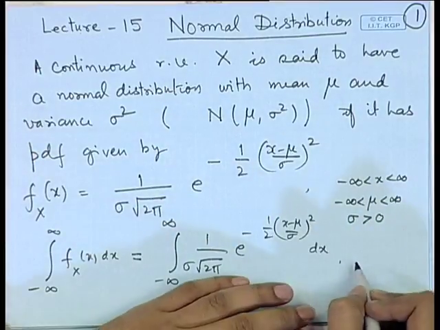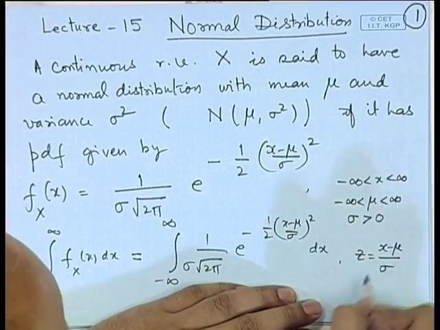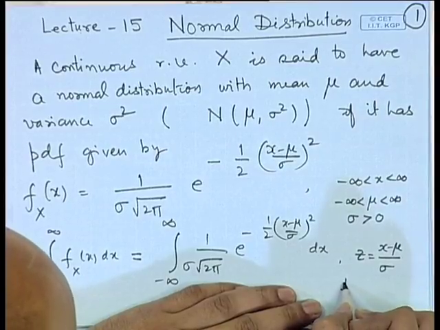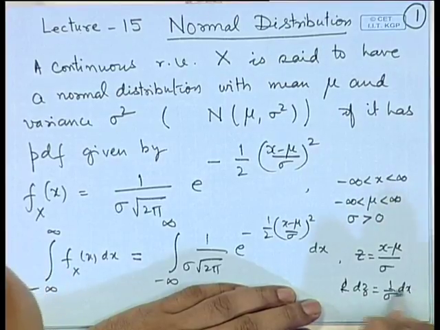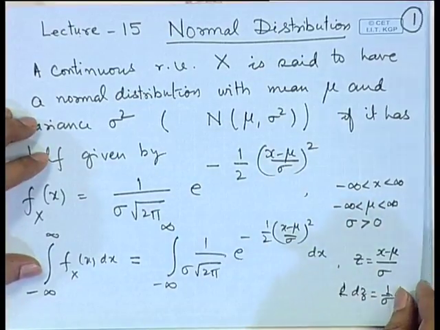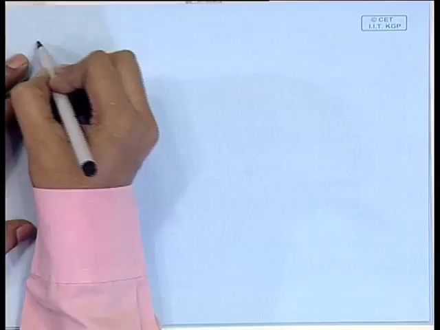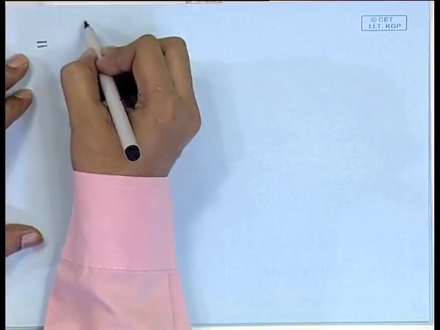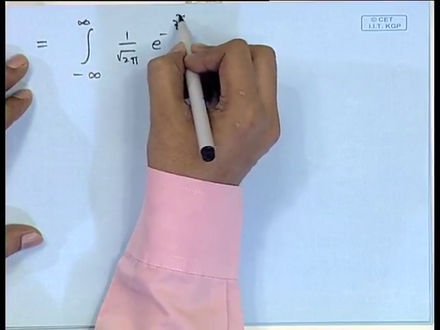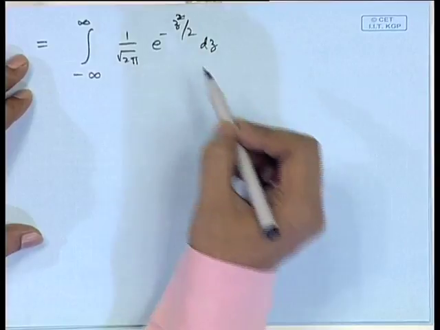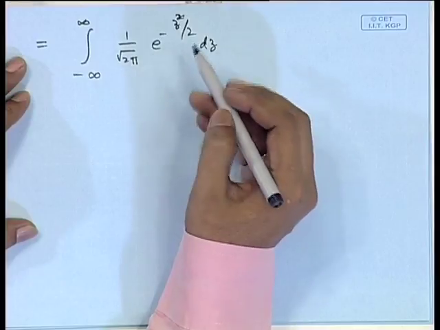Let us make the transformation here, say z is equal to (x minus mu) by sigma. So, dz will become equal to 1 by sigma dx. This is a 1-to-1 transformation over the range of the variable x. Therefore, this integral reduces to the integral from minus infinity to infinity of 1 by root 2 pi e to the power minus z square by 2 dz. This 1 by root 2 pi e to the power minus z square by 2 is also known as the error function.